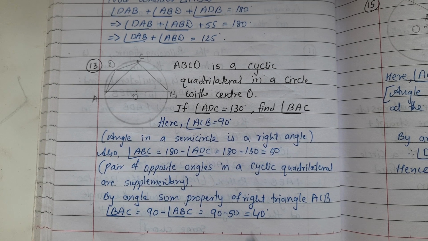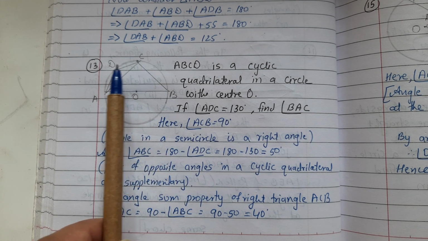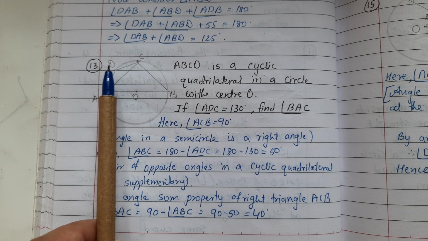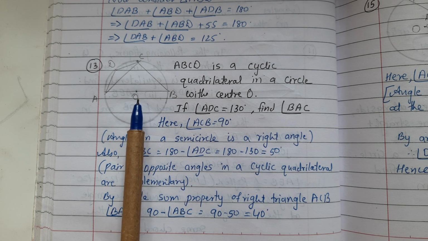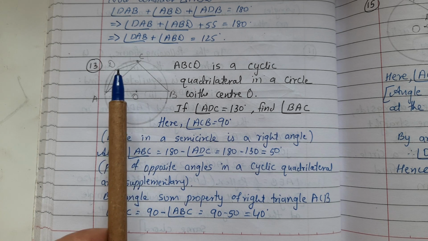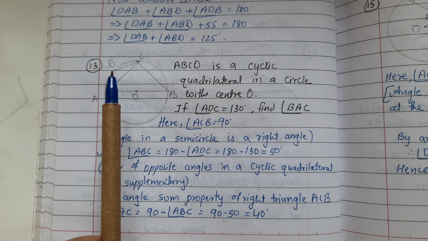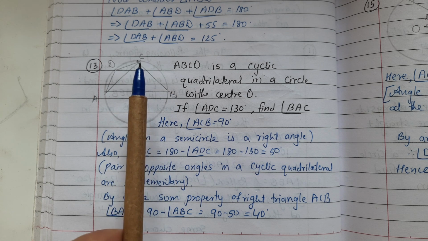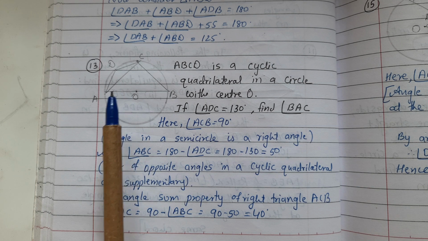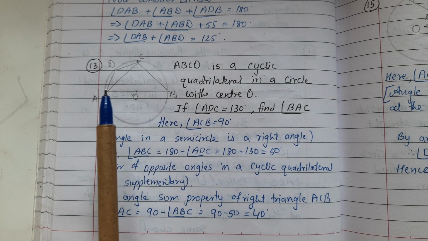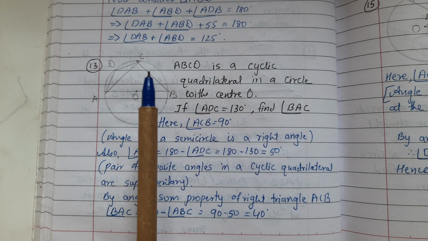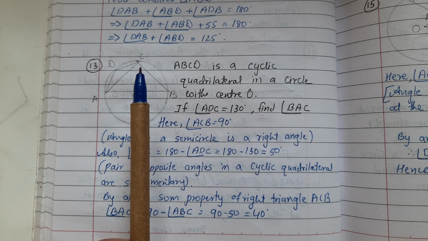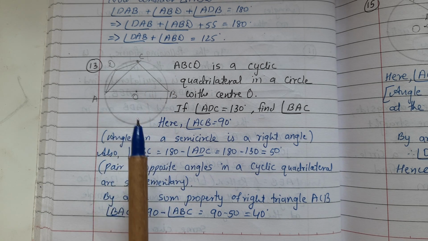Sum number 13. ABCD is a cyclic quadrilateral in the circle with center O. If angle ADC is 130 degree, find angle BAC. Here, since AB is the diameter, therefore angle ACB is 90 degree.